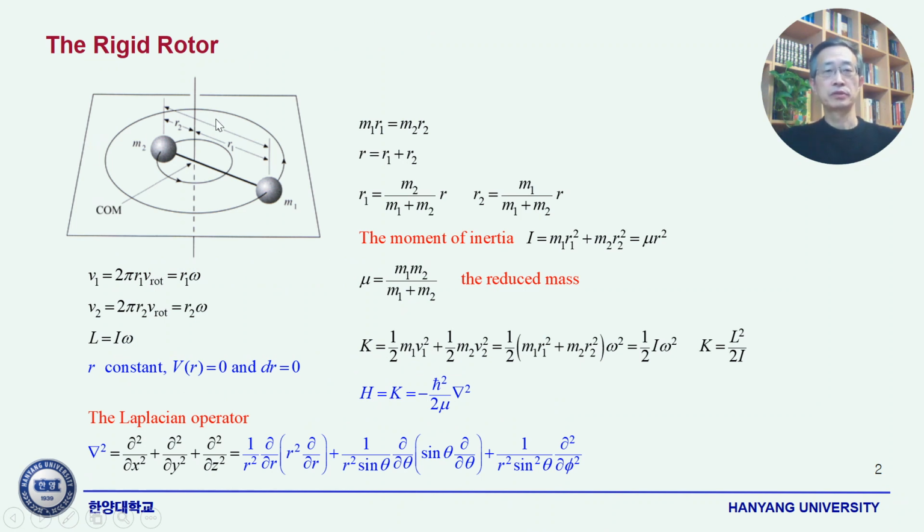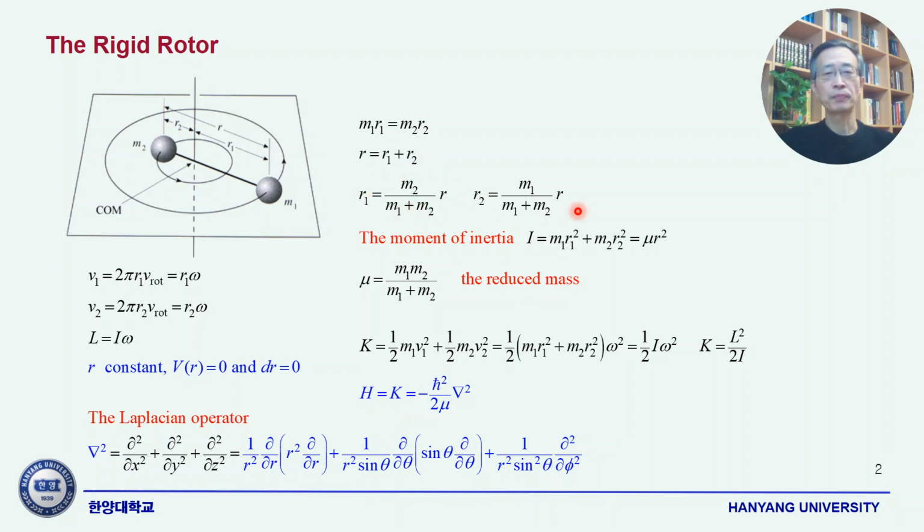First, we will see about the rigid rotor, which has two bodies, M1 and M2 with the masses, and there is a center of mass, and then the distances from the center of mass, R1 and R2. Basically this is the relationship: M1 R1 equals M2 R2, because that's the center of mass. And then the total distance between M1 and M2 is R1 plus R2, of course.